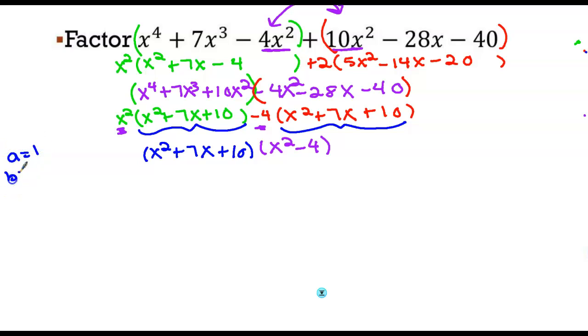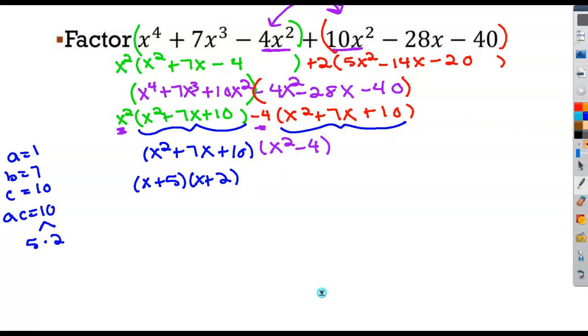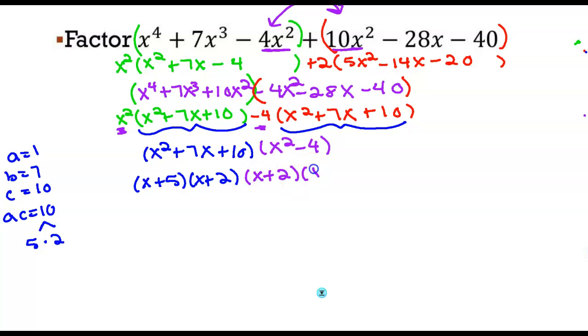A is 1, B is 7, C is 10, and AC, again, is 10. Are there two numbers that multiply to give me 10 but add up to 7? 5 and 2. So this would be x plus 5 and x plus 2. And then in that purple group, I have a difference of perfect squares, which would give me x plus 2 and x minus 2. Good, so we have now finished factoring this problem.